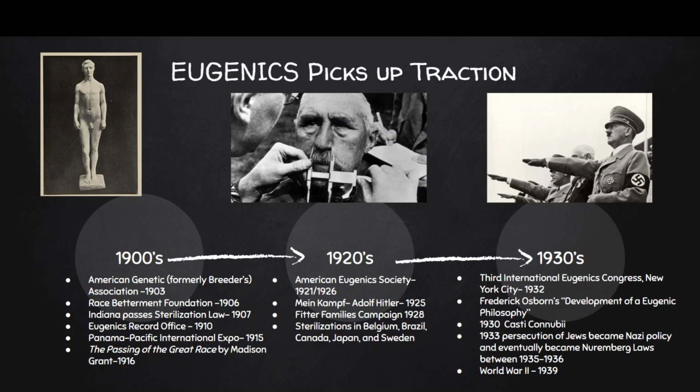Sterilization laws on criminals, low IQ, and feeble-mindedness were now being passed in Belgium, Brazil, Canada, Japan, and Sweden. The Third International Eugenics Congress was held in New York in 1932, where scientist Hermann Joseph Muller spoke negatively of eugenics, saying that eugenics might yet perfect the human race, but only in a society consciously organized for the common good. It's not necessarily the genes that make a person who they are, but it can be where they grow up.